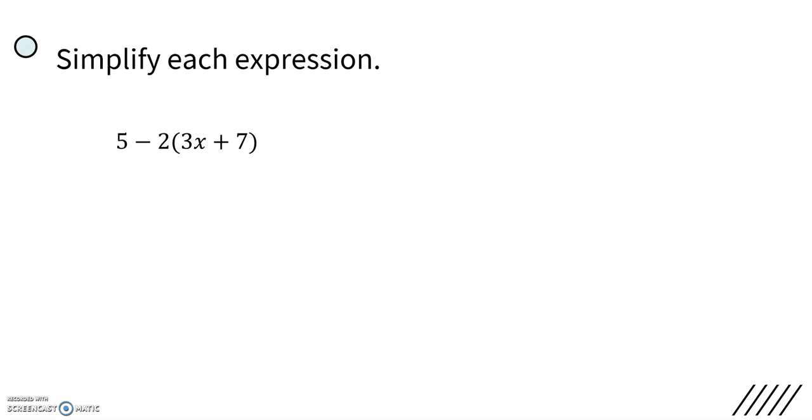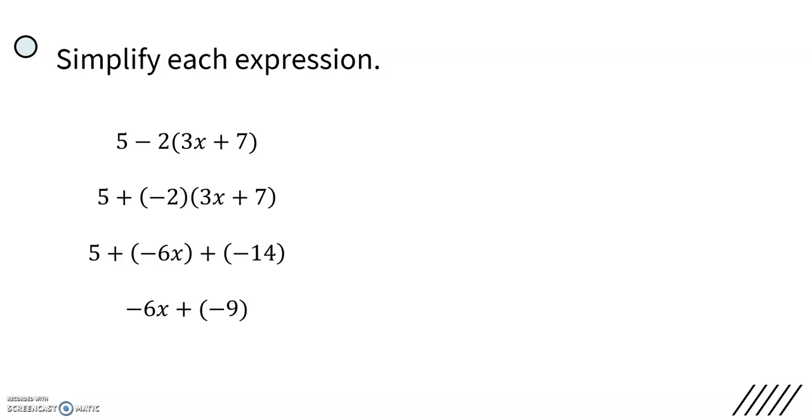5 minus 2 times 3x plus 7. First, we need to multiply. Do not do that subtraction first. 5 plus negative 2 times 3x plus 7. So it's 5 plus negative 6x plus negative 14. Combining like terms, negative 6x plus negative 9.